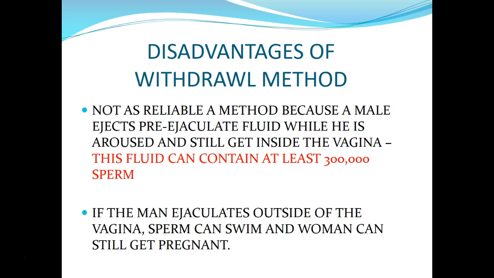So why is it so ineffective? Well, here's why. Pre-ejaculate can contain at least 300,000 sperm, and that's a whole lot. So even prior to ejaculating, you have 300,000 sperm that are already there, and they have the ability to find an egg.